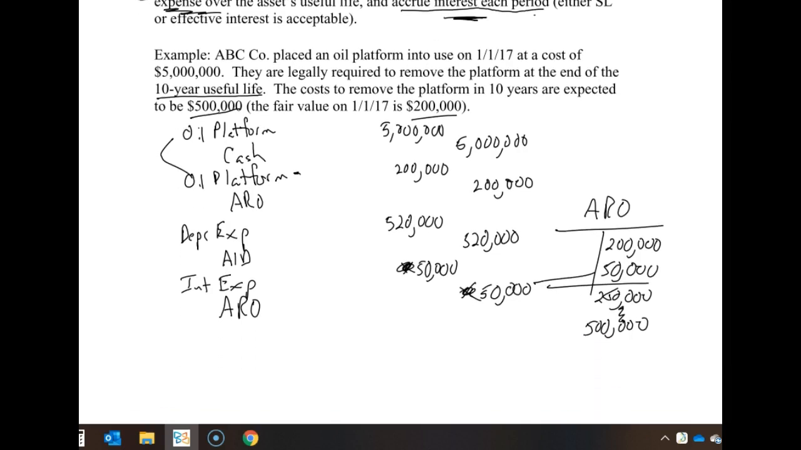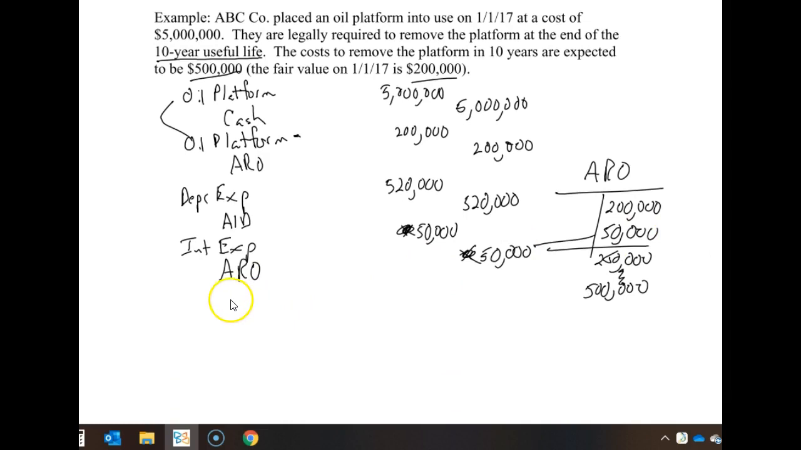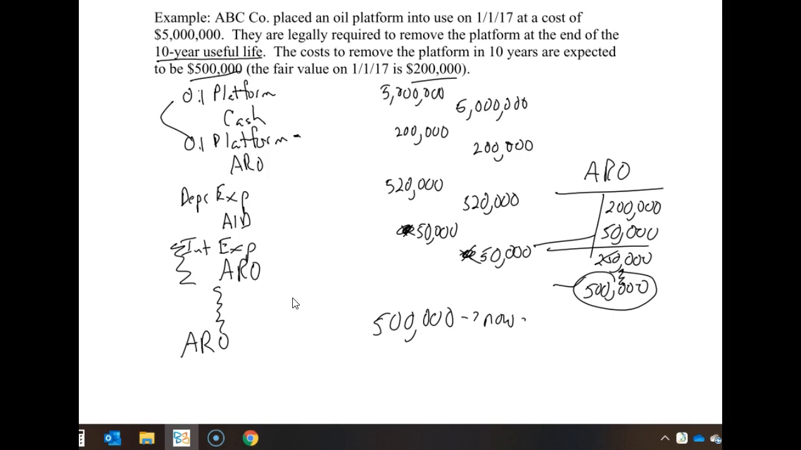Let me scroll down here a little bit. I've got my page off just a little. So at the end, our obligation will keep doing this journal entry right here every year. Our obligation will end up being 500,000. And then at the end, let's just assume we pay cash to have it removed. So this will be in the future. We'll take the ARO off the books at 500,000, which would make this now zero, because we have a credit balance over here of 500,000. If we debit it for 500,000, it would now be zero. And let's just assume we paid cash to have it removed. We would do that at the end of the 10 years.